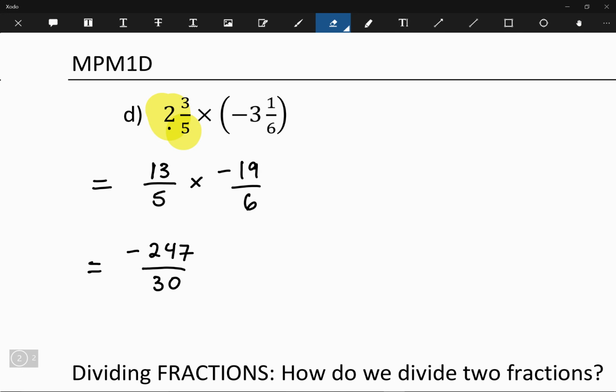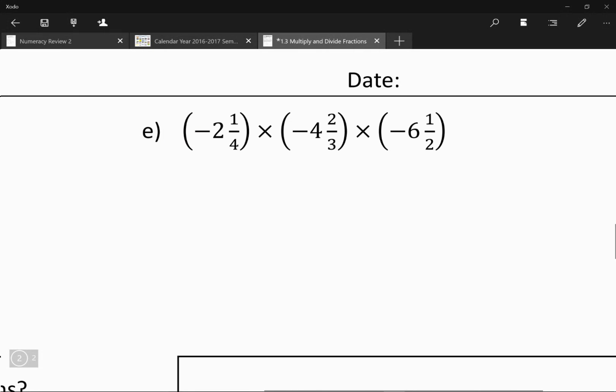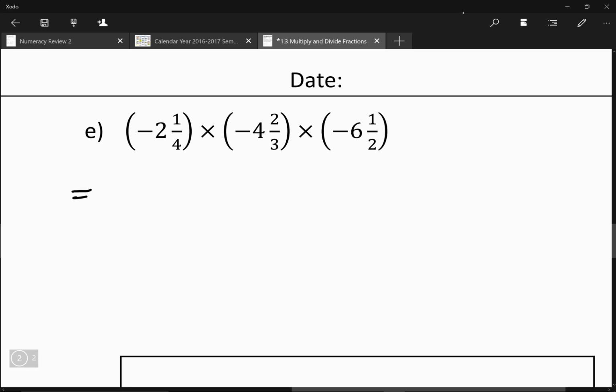All right. So let's look at part E. So here's three mixed numbers. Let's convert them to improper fractions. So if I convert the first one, I get 2 times 4 is 8, plus 1 is 9, over 4, negative. 4 times 3 is 12, plus 2 is 14, so 14 on top, 3 on the bottom, negative. And then 6 times 2 is 12, plus 1 is 13, so 13 on the top, and 2 on the bottom, don't forget it's negative.